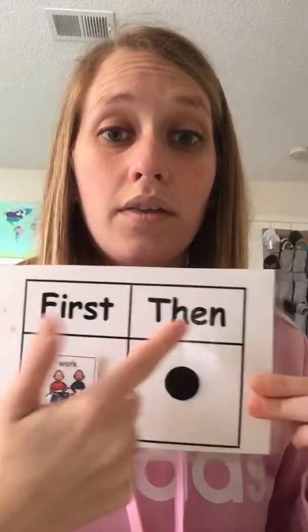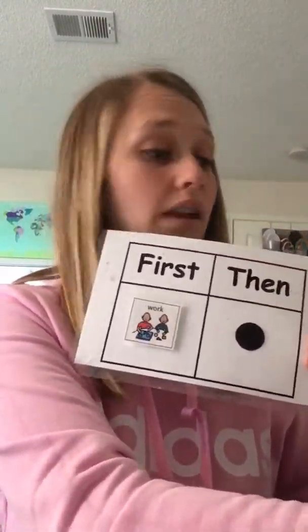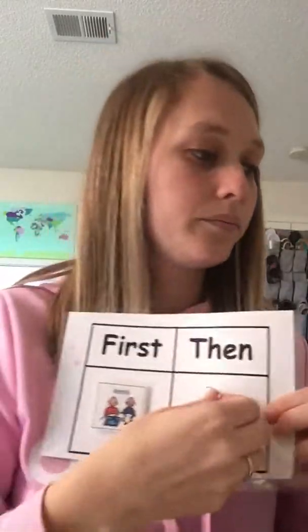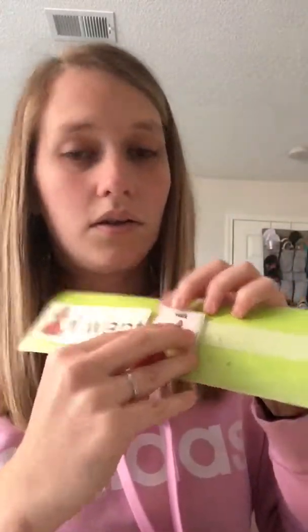I also use it for first then boards, first work, then, and then Steven will choose, say he wants to work for Legos, he'll put his little Lego picture on there. First work, then Lego. You can also start to use it in sentence strip form. So this is the picture for I want. And then again, he will be the one to go to his choice board and choose what he wants to work for. Say Steven wants a walk. I want walk. And for most of the students in my classroom, I use the picture form, and then I also want them to verbally state what the picture is showing.